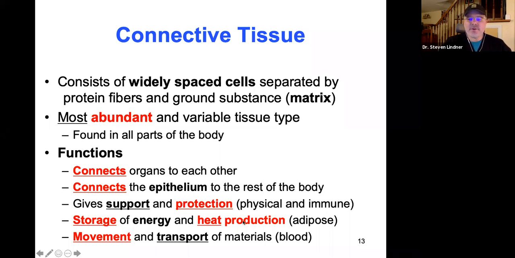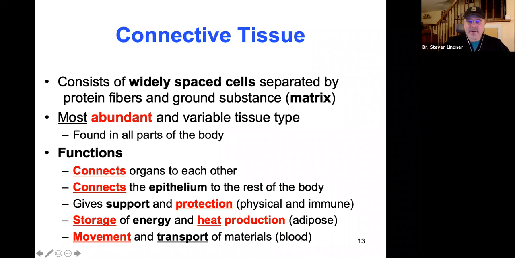In terms of storage of energy and heat production, that's adipose. That's fat. So when you look at the skin model, on the top was the epidermis, below it was the dermis. Remember, the epidermis had those 5 layers of epithelium. And then the dermis had those 2 layers, which was the reticular layer and the papillary layer. And then below the dermis is the subcutaneous. And in the subcutaneous is where we have fat or adipose.